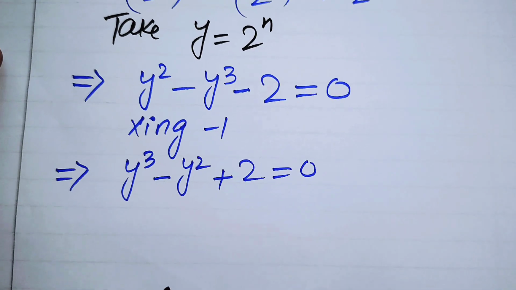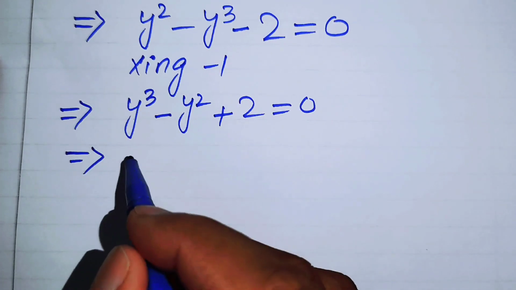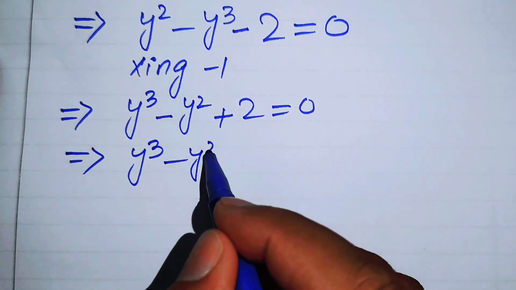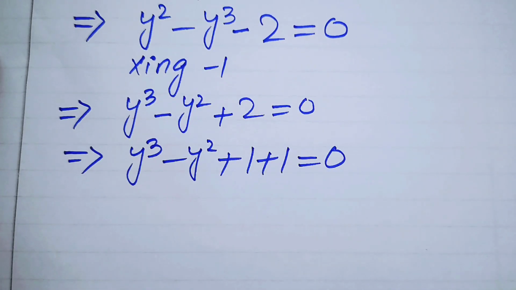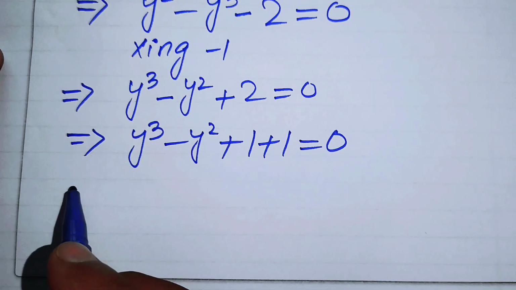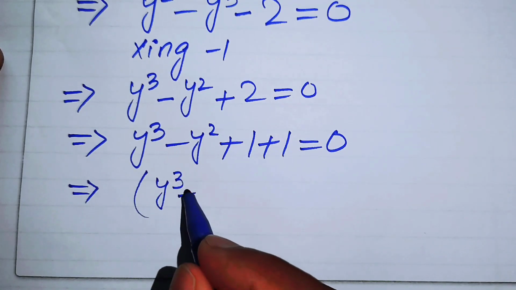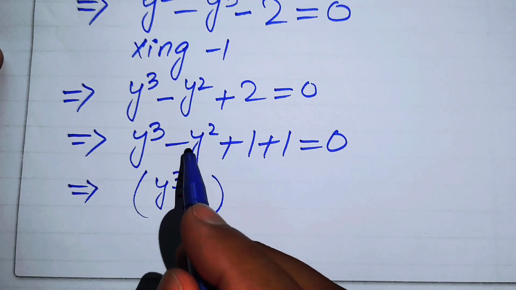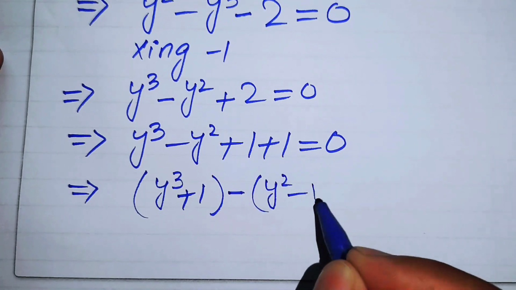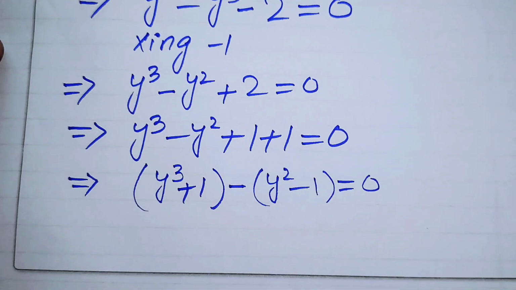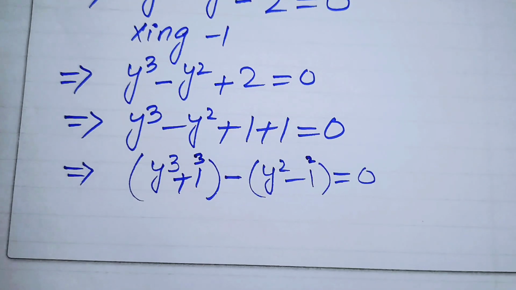And now in the next step I can rewrite this equation as y cubed minus y squared plus 2, and I can write 2 as 1 plus 1, is equal to 0. And now we make the pairs of y cubed with 1, and you get y cubed plus 1, and we can take common minus 1 from these two terms, and you get minus times y squared minus 1 is equal to 0. And here I can write this 1 as 1 cubed and this one as 1 squared.